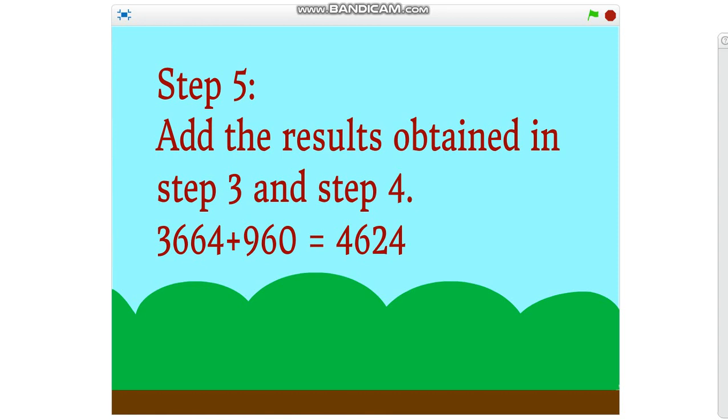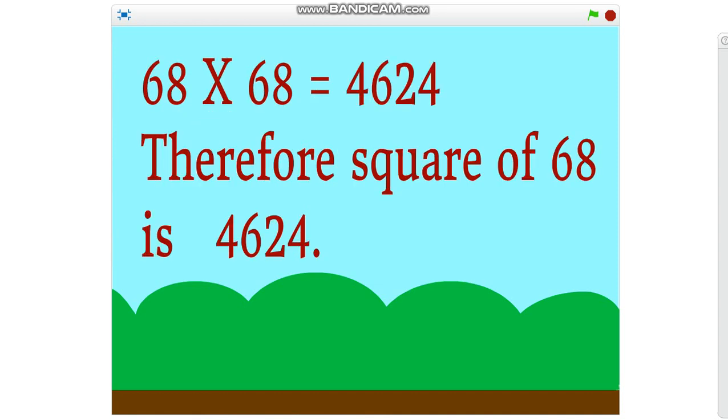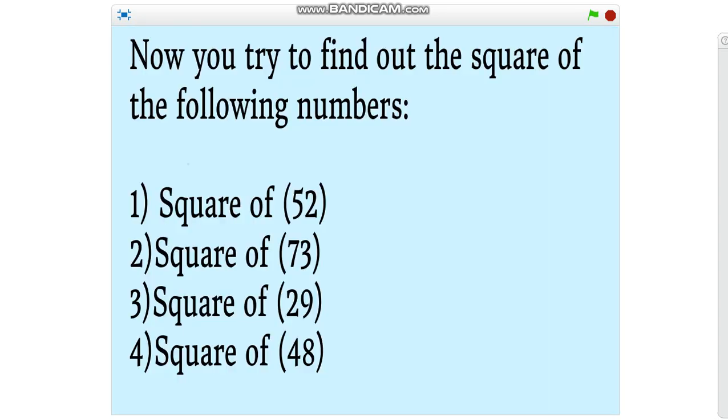Step 5. Add the results of step 3 and step 4, which is 3664 plus 960, which will give us 4624. Therefore, the square of 68 is 4624. Now using these 5 steps, you try to find out the square of the following numbers.